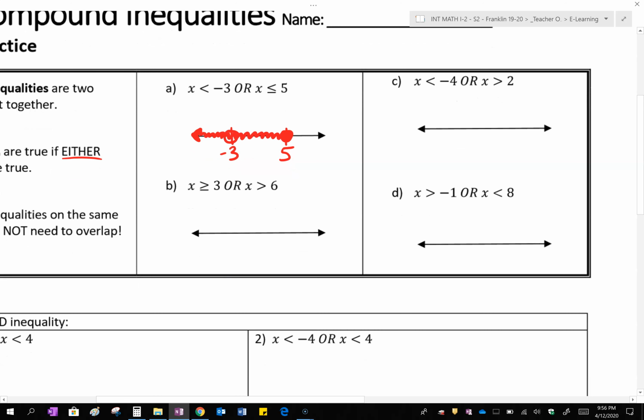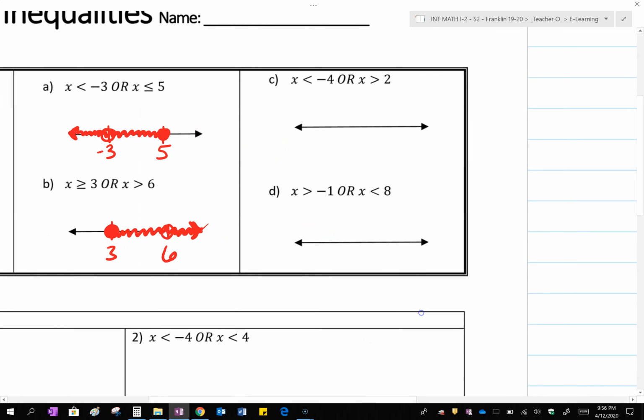Okay, moving on. We got 3 and 6. x is greater than or equal to 3. Well, that's a filled in circle. Greater than or equal to is to the right. Or x is greater than 6, which is an open circle, not that it matters now, and also to the right. So again, these two overlap, which is fine.